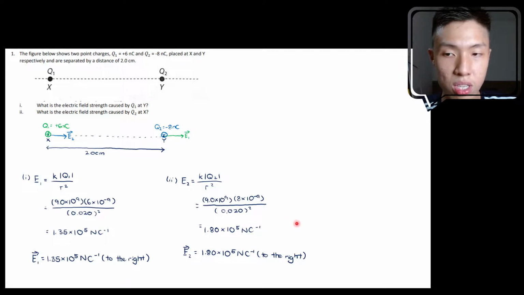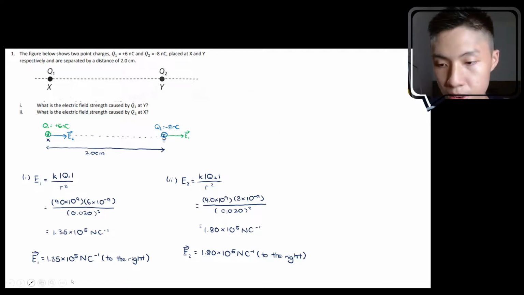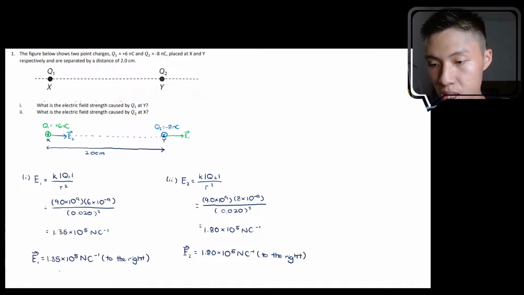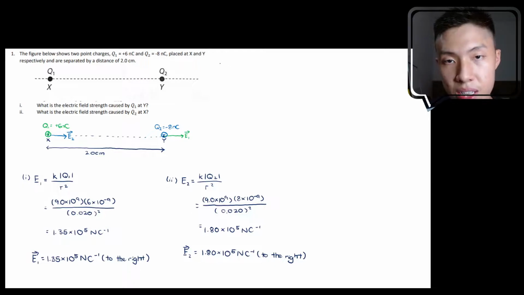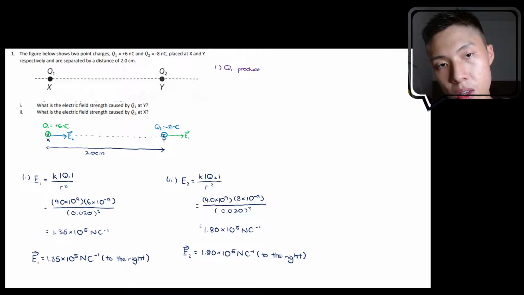If you want to continue, this is how you can think about the situation here. You can think that the first thing that happens is Q1 produces an electric field at position X.